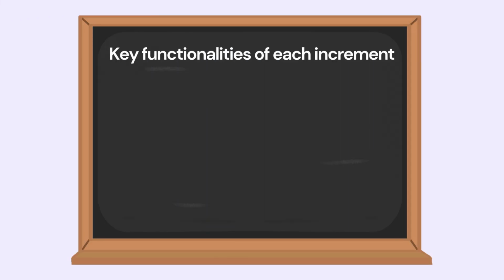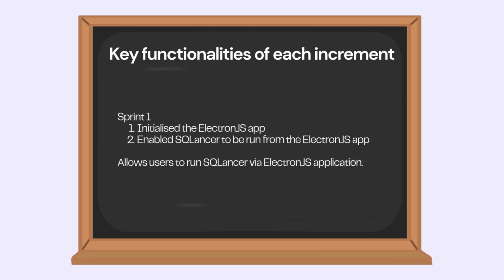Let's talk about the key functionalities of each increment. For Sprint 1, we have initialized an Electron.js app. This allows users to run SQLancer via the application.